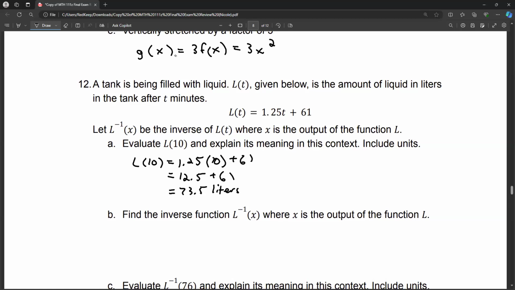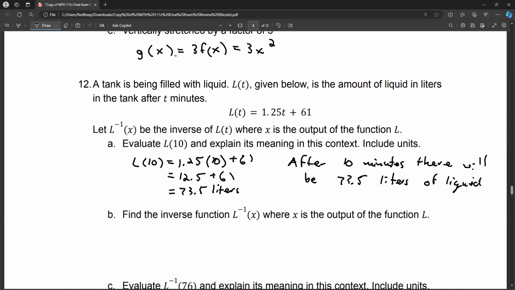And so you might say something to the effect of, after 10 minutes, because t was equal to 10, there will be 73.5 liters of liquid in the tank. One potential answer.